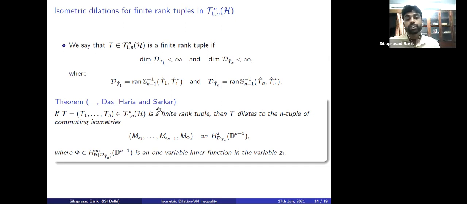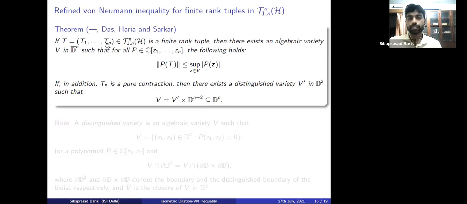And the explicitness of this dilation helps us to refine the von Neumann inequality for the finite rank tuples in terms of an algebraic variety. That means, let T be a finite rank tuple in our class. Then there exists a variety V such that the von Neumann inequality for the tuple holds on the variety V instead of the polydisc D itself, and the variety lies inside the closure of the unit polydisc.